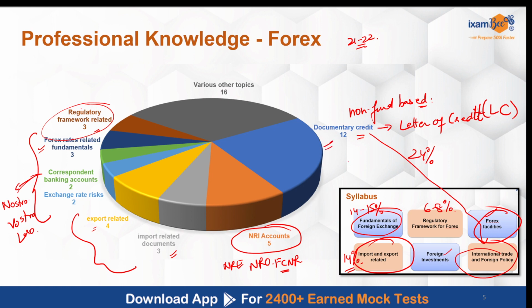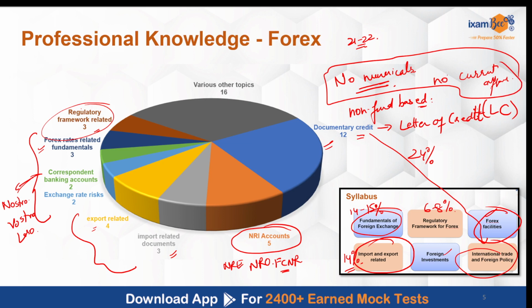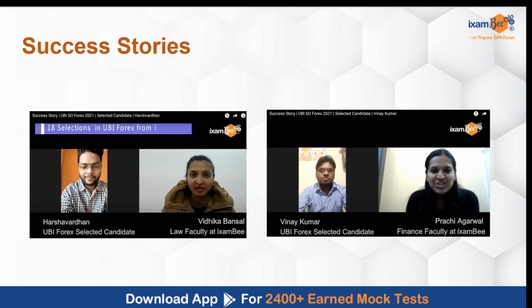Some other important points to note was there were no numericals. No numericals were asked in 2021-22, and there were no current affairs that was asked in 2021-22 cycle. So this is another important point for you to note.